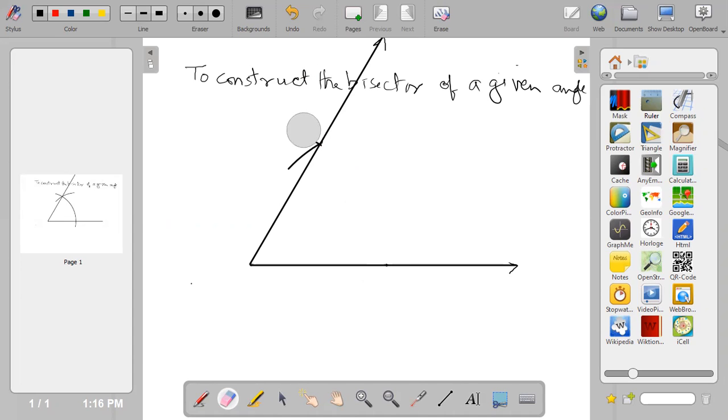Draw this, and you have to show me after drawing it in your notebook. So this is a given angle. This is our given angle, any angle. Here we have to find the bisector of this angle.